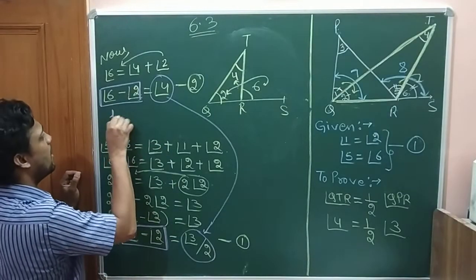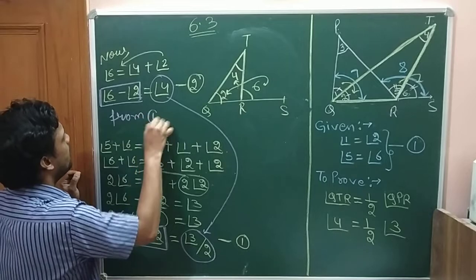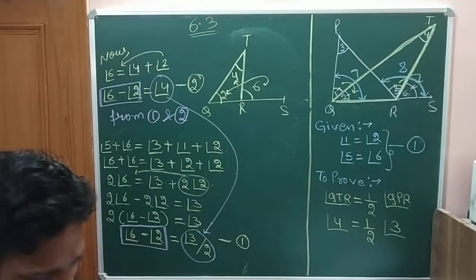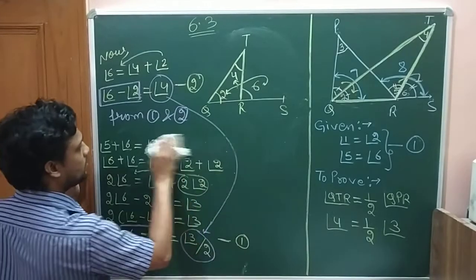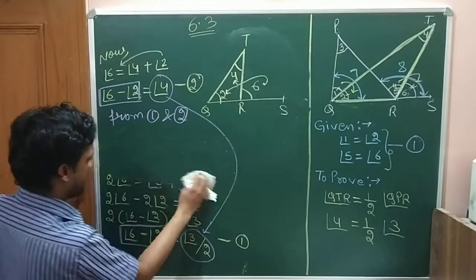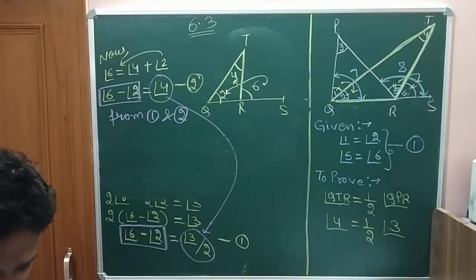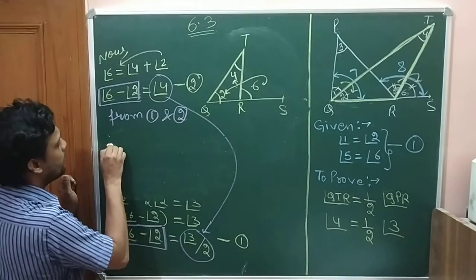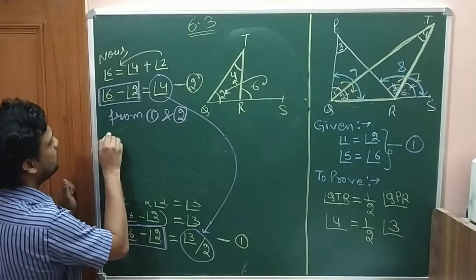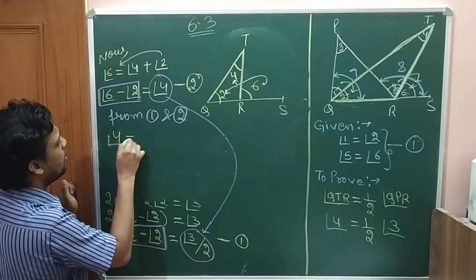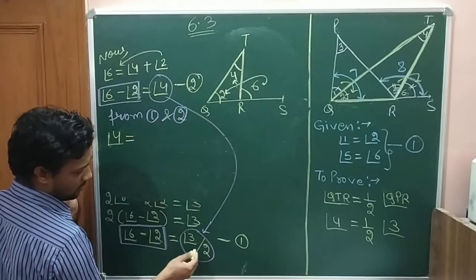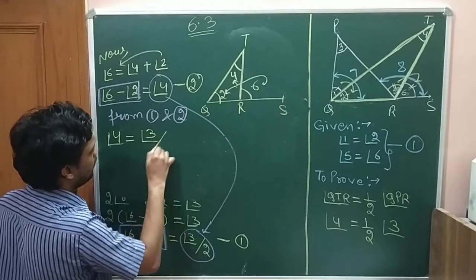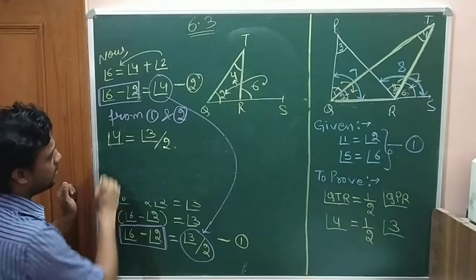So now what can I write? From angle 1 and angle 2, right hand sides are equal. It means angle 4 equals angle 3 upon 2.